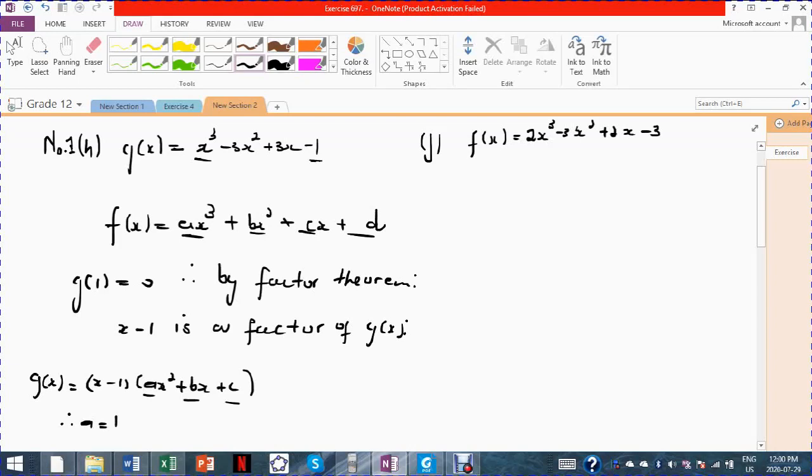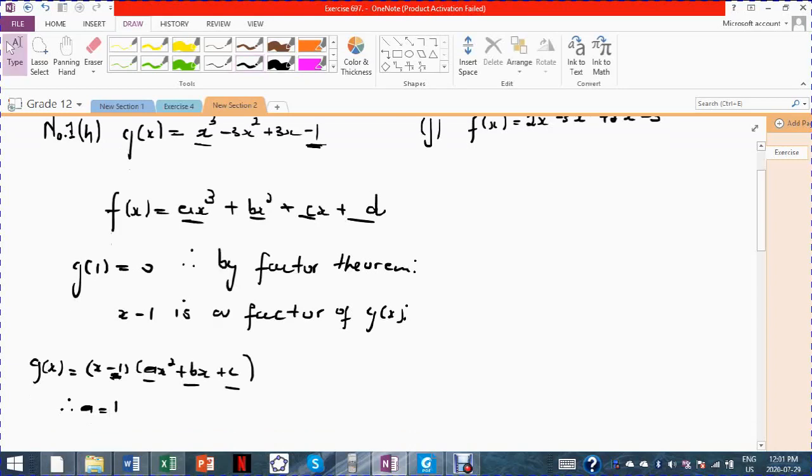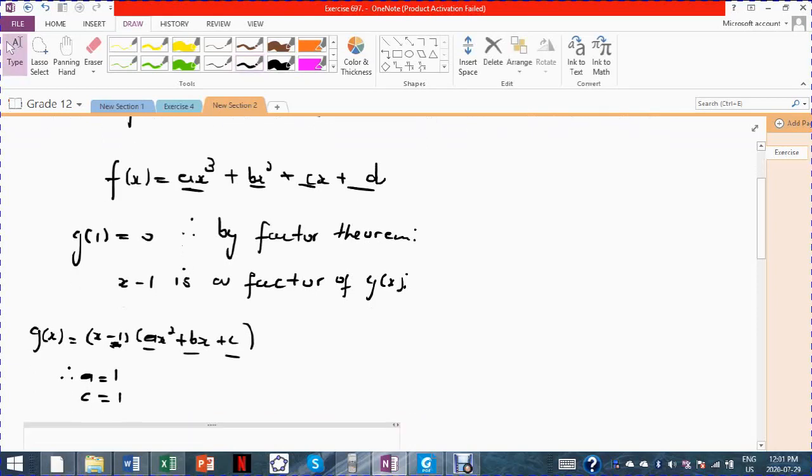We look at the constant term, the d term of the equation, which is -1, and then the last term of the first factor, which is -1. So you say -1 from the cubic equation divided by the last term of the first factor, which is -1. So -1 divided by -1 is 1. So c is equal to 1. And then you go on.